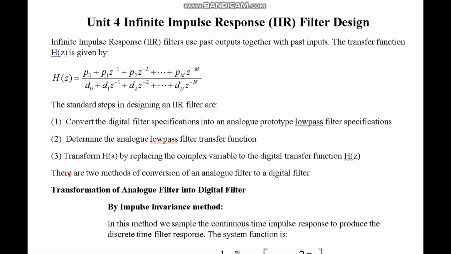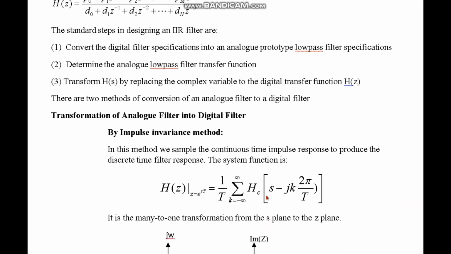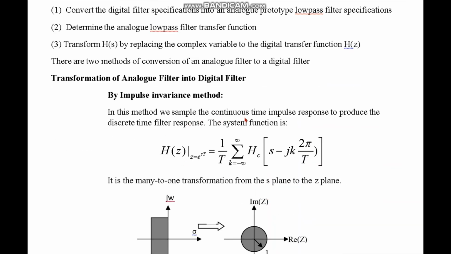Now there are two methods of conversion of an analog filter into a digital filter, that is, for the last step we have two methods of conversion. The first method is the impulse invariance method. In this method we sample the continuous time impulse response to produce the discrete time filter response. The system function is given in this type.